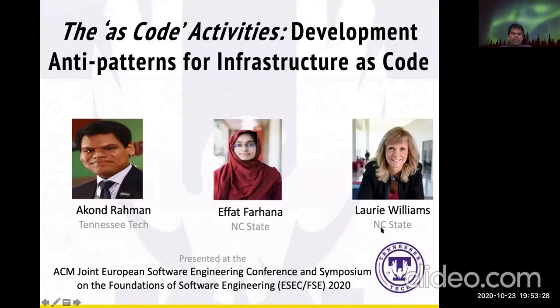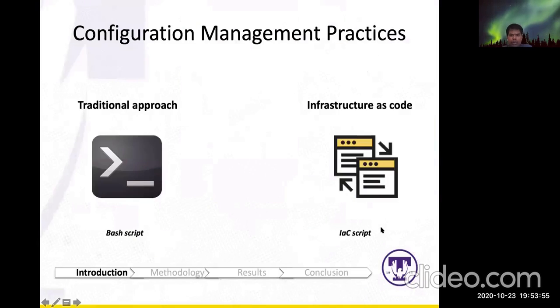Greetings, everyone. This is Akond Rahman from Tennessee Technological University, and I will be presenting our paper titled "The Seven Sins: Security Smells in Infrastructure as Code Scripts" — Development Anti-Patterns for Infrastructure as Code. This paper is in collaboration with Ifat Farhana and Laurie Williams from NC State University. The paper is published at the Empirical Software Engineering Journal and was accepted as a journal-first paper at ICSE and FSE. The paper is about infrastructure as code.